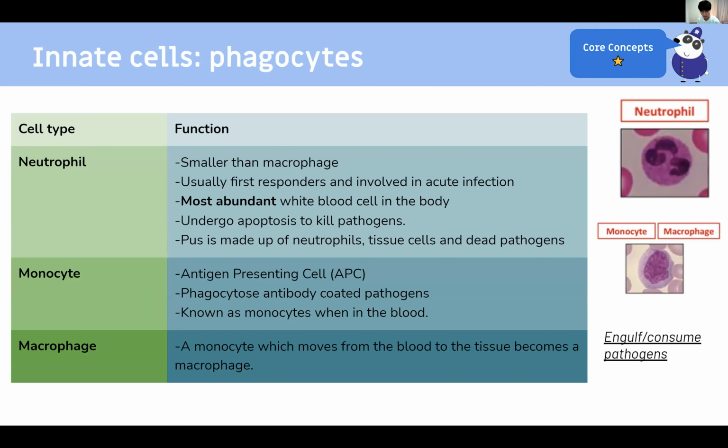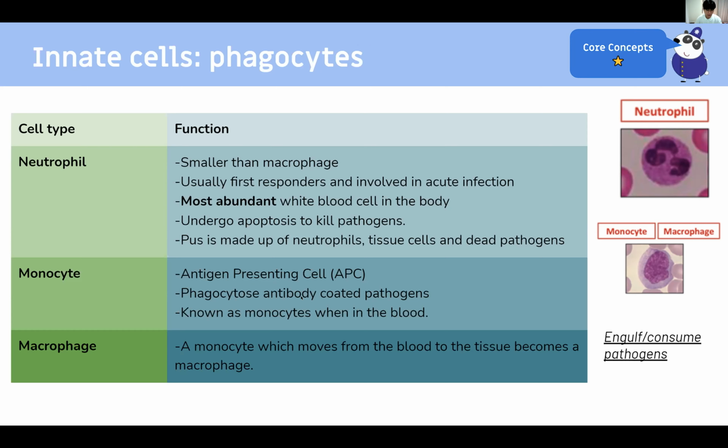There are three different types: phagocytes, cytotoxic cells and inflammatory cells, and basically they all have different functions. Phagocytes are a group: neutrophils, monocytes, and macrophages. They all engulf and consume pathogens via phagocytosis. Neutrophils are the most abundant. That's one of the most important facts. Monocytes are called monocytes when they're in blood, and if these monocytes move into tissue, they are called macrophages. So they're the same thing, depending on where they are present.